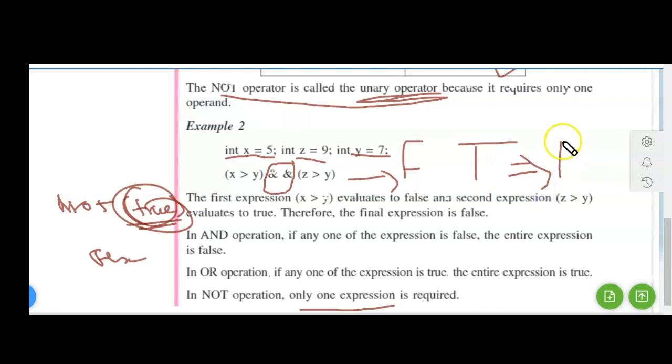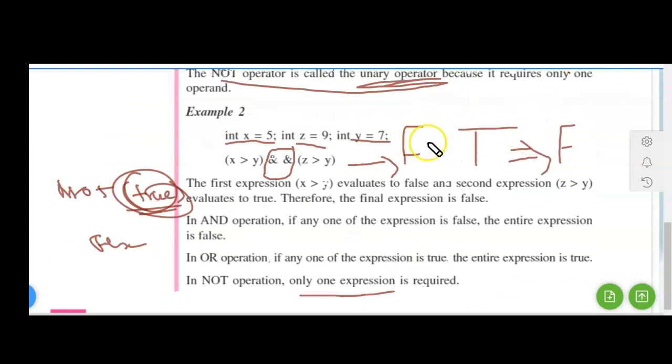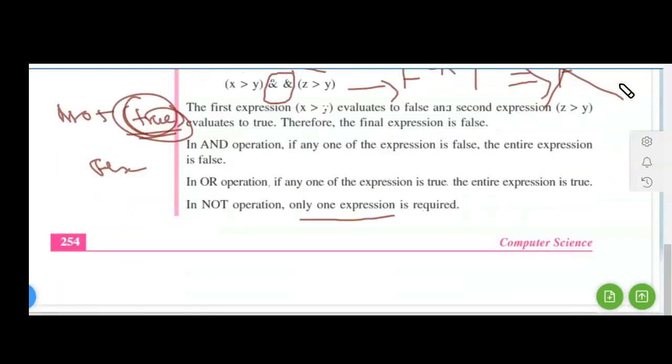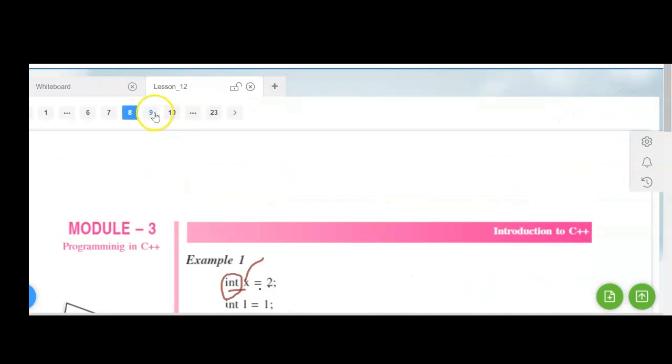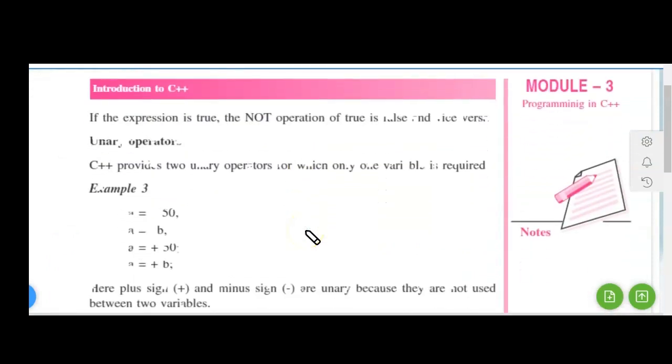You might have learned about this in your binary logic chapter. Both have to be true for logical and. If it were an or, then it would be totally fine. Only one is required to be true for the whole statement to be true. But this is the case of and. Let's go to the next topic.